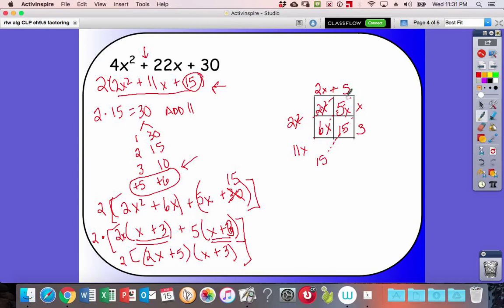But also look at how it works. If I know this one's a 5, 5 times x is 5x. 5 times 3 is 15. That's a 3. 3 times 2x is 6x. You can fill the boxes in different ways. But my final answer is going to be 2x plus 5, x plus 3.